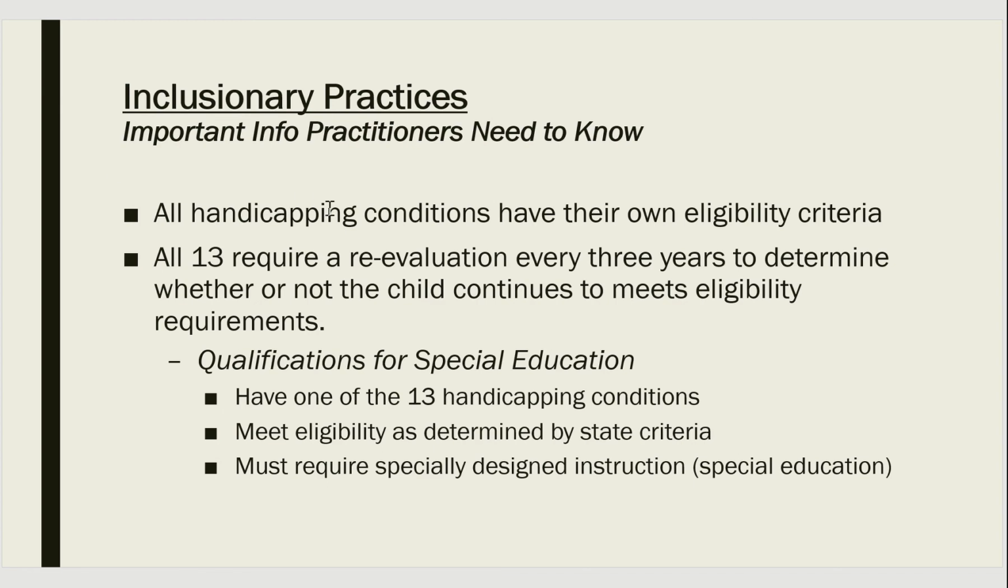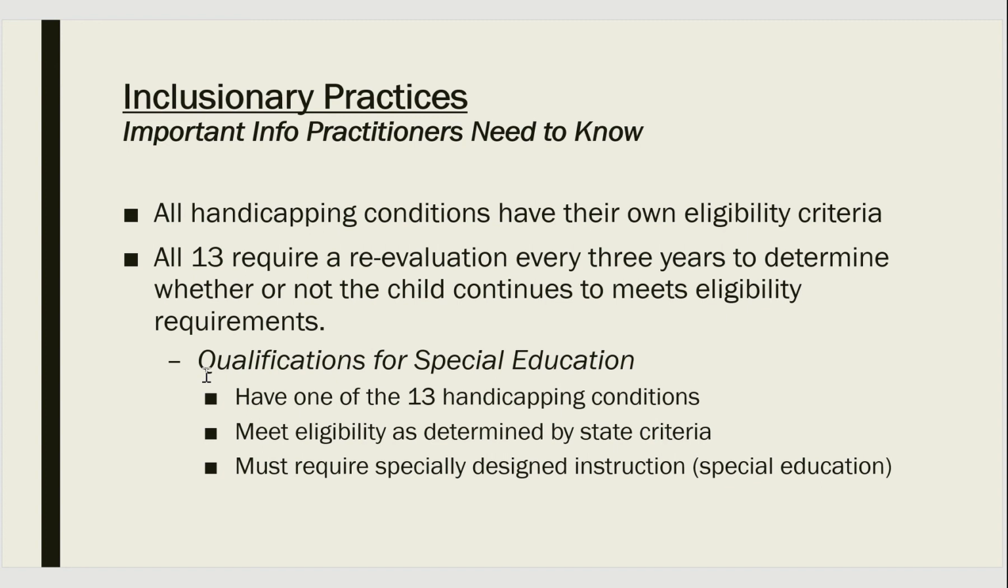All of those handicapping conditions have their own eligibility criteria. Each one of them requires a 3-year evaluation to redetermine eligibility. So it's basically meaning that, and this may sound silly, a child with intellectual disabilities probably has to be eligible for their entire life. But there's actually an expectation that students with mild to moderate disabilities hopefully exit themselves from special education.